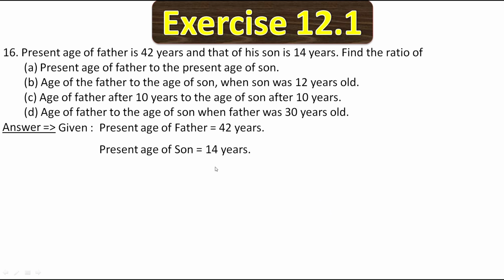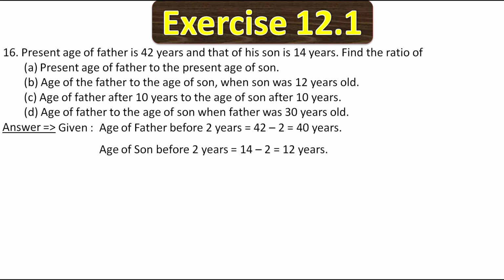So at that time what was the age of father? That also is before 2 years, so we have to subtract 2 from his present age. That is 42 minus 2 gives us the answer as 40 years. So age of father before 2 years was 40 years and age of son before 2 years was 12 years. Okay. So let's find the ratio now. Age of father is to age of son, that is 40 is to 12.